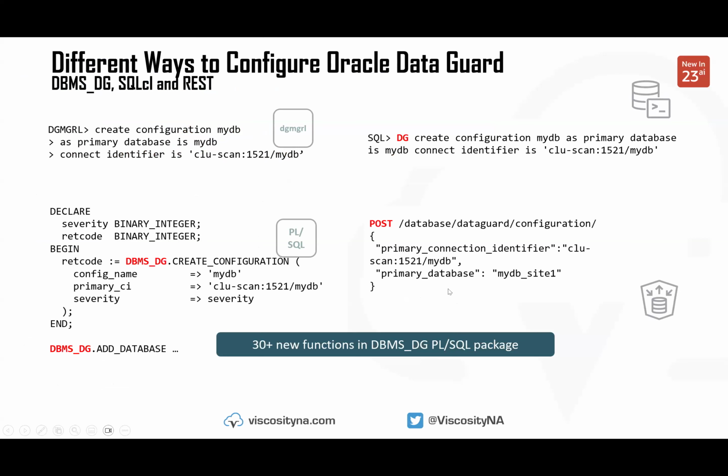All right, so more features in 23ai. So now from DGMGRL, I can configure my broker, but Oracle also introduces a new PL/SQL API called DBMS_DG. And with it, now I can go and create my configuration for Data Guard through it. With SQLcl, I can create my Data Guard configuration that way as well. And lastly, Oracle provides ORDS REST APIs inside the database to be able to configure Data Guard.